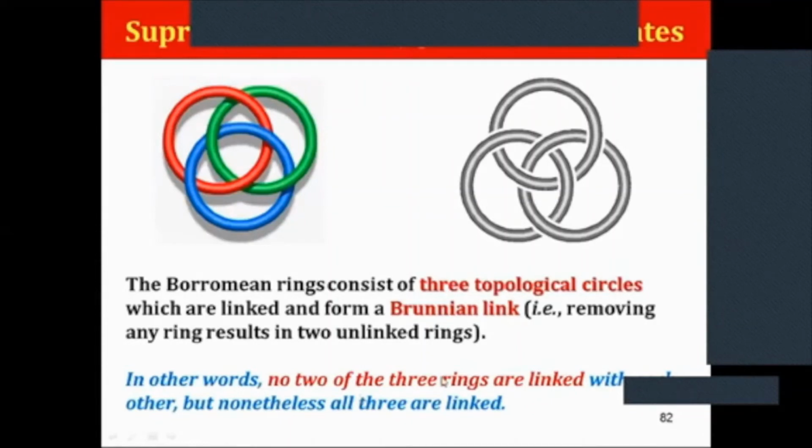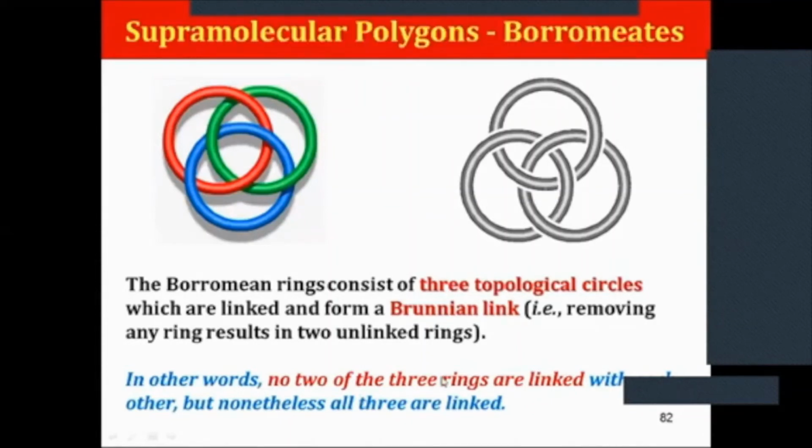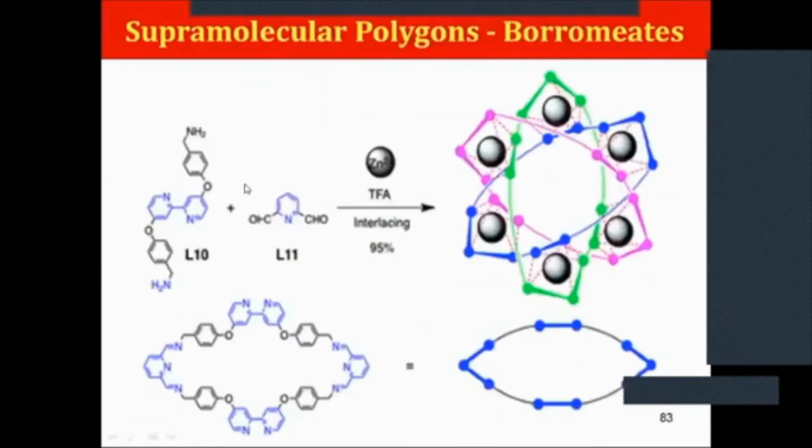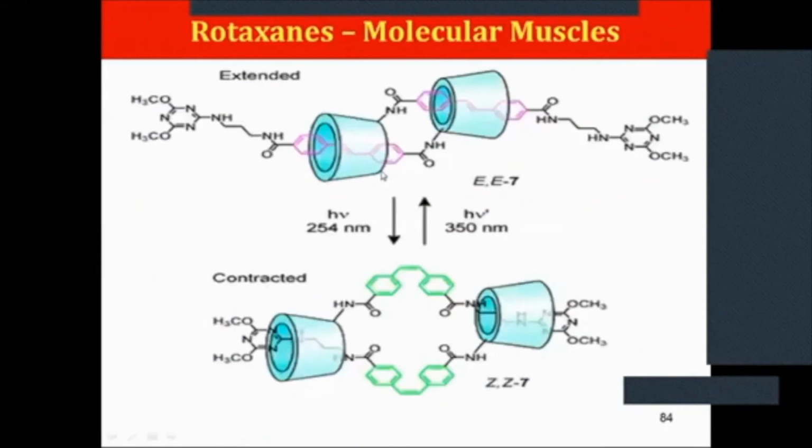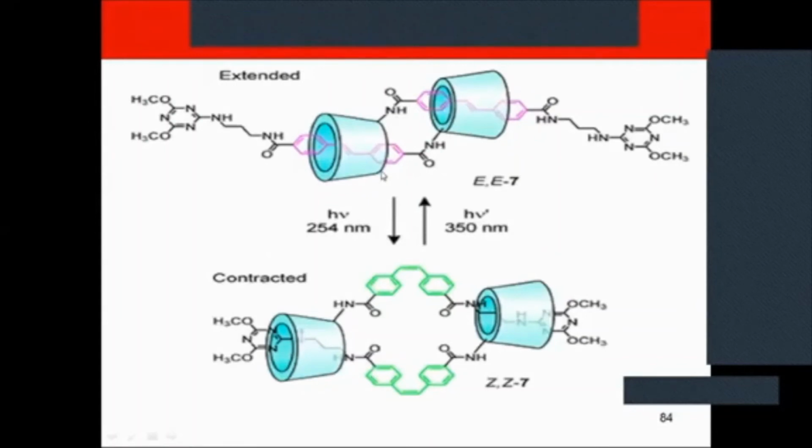It's called Borromeates. So the example is this: when you take bipyridine derivatives and react with 2,6-pyridine diiodate, you get these types of Borromeates with zinc as a template metal. Okay, so those are some of the structures. There are very many structures involved. So I have given you a few examples of supramolecular architectures. And where it is involved, I told you a molecular switch in the case of a catenane.